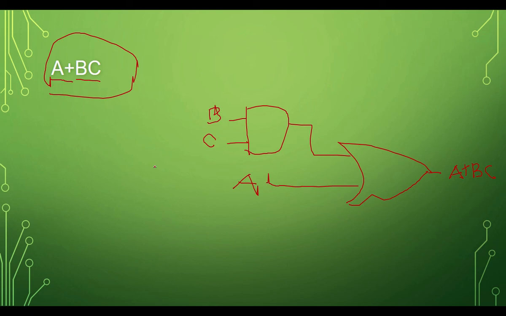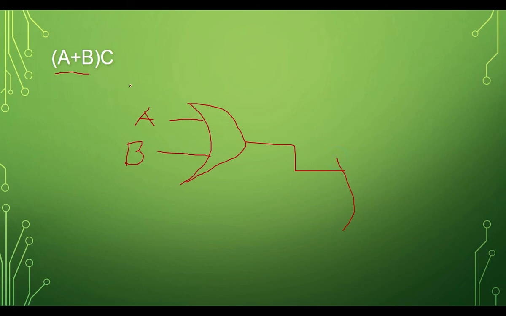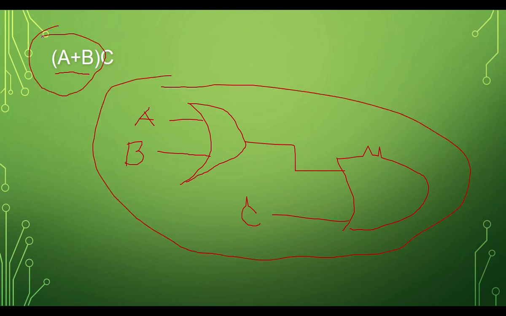Okay, so let's try another one. This time we have a parenthesis, so let's work on the innermost parenthesis. We have A plus B, so let's draw the OR gate. We have A and then we have B. And then we do the AND, because this is an AND gate. Then let's write here the C. Okay, this is now the logic circuit for this Boolean expression.